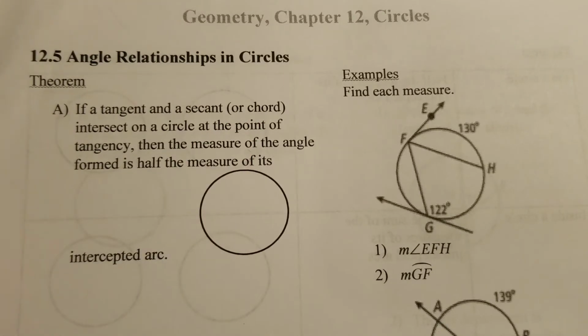So this first theorem here: if a tangent and a secant or chord intersect on a circle at a point of tangency, then the measure of the angle formed is half the measure of its intercepted arc. So let's take a look at what that looks like.